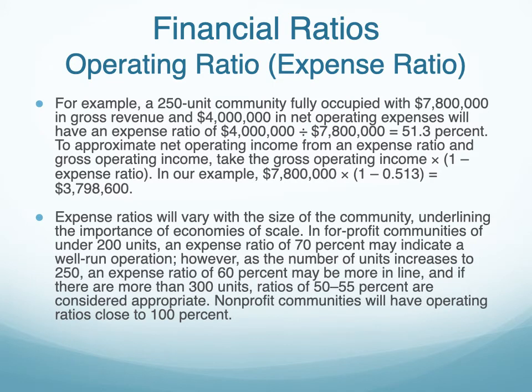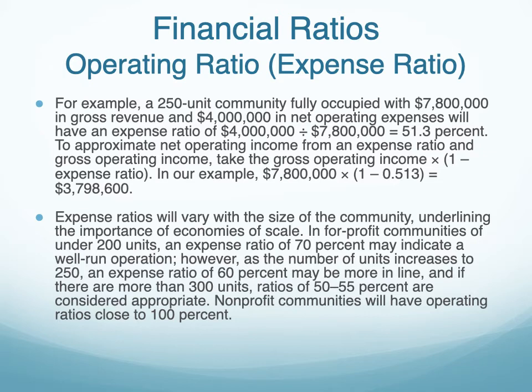Let's look at an example here so that it doesn't seem so confusing of these operating and expense ratios. A 250 unit community fully occupied with $7,800,000 in gross revenue and $4 million in net operating expenses will have an operating expense ratio of 4 million divided by 7,800,000, or 51.3%. To approximate net operating income from an expense ratio and gross operating income, you just take the gross operating income times 1 minus the expense ratio. So in our example, 7,800,000 times 1 minus 0.513 equals 3,798,600. So that's going to be an approximation of your net operating income. So this compares pretty closely to our 3,800,000 that we calculated in our operating margin example a couple of slides ago.